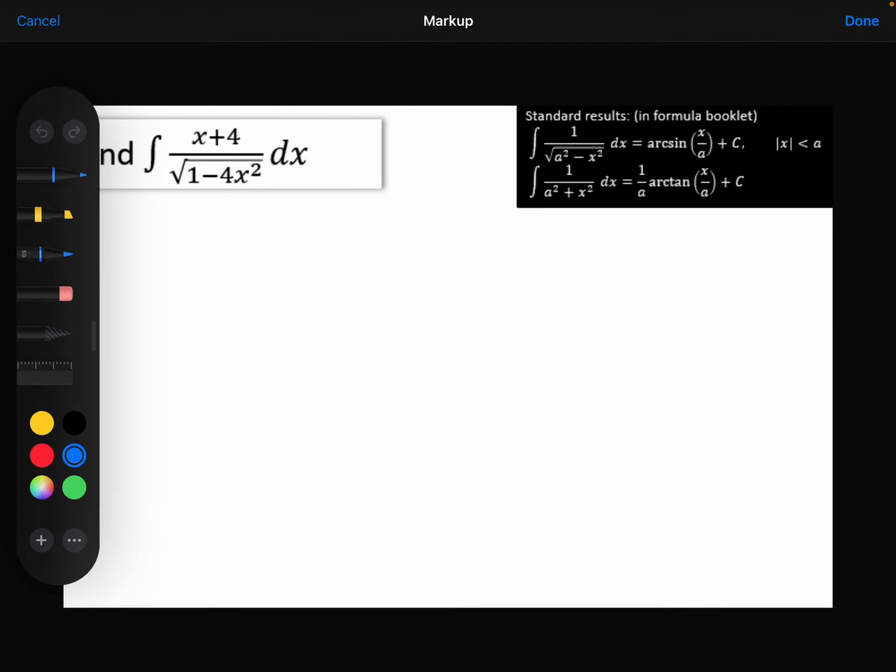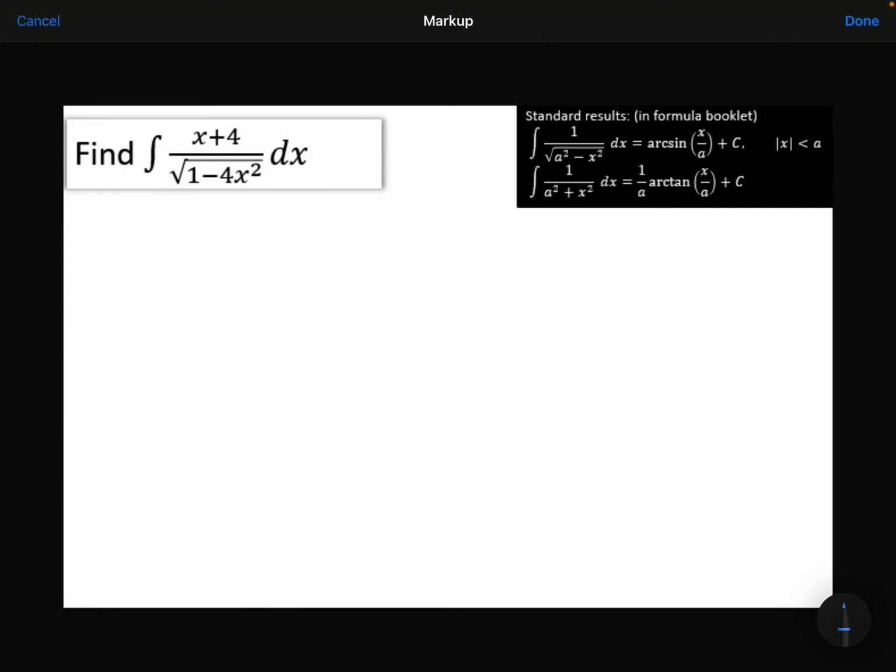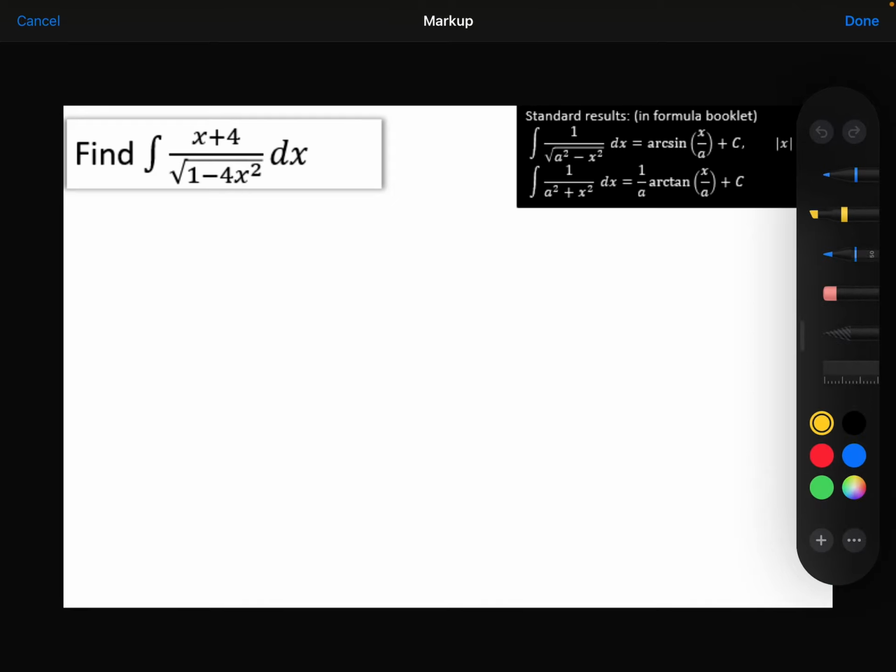Right, now when we look at this, we've got the integral of x plus 4 over the square root of 1 minus 4x squared. Now to begin with, I don't like at all the x plus 4 on the top. That's like neither of these results. Both of the results we've seen previously have a 1 on the top. But it's okay, because I can split this up.